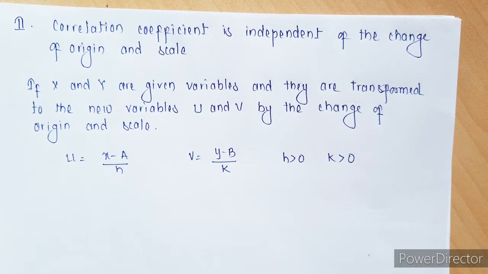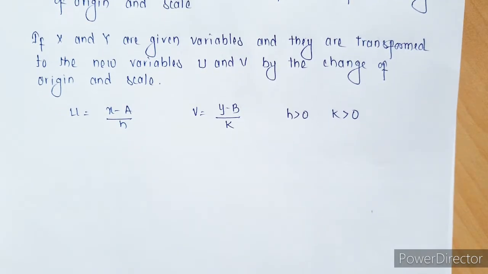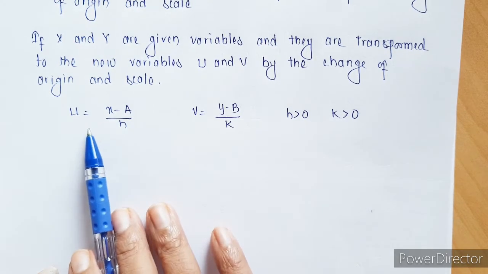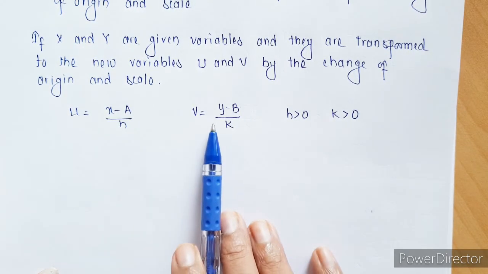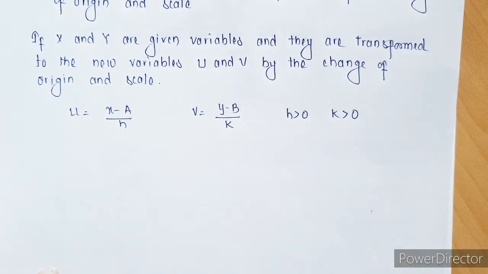So even though we change the origin as well as the scale of the variable, the correlation coefficient is not going to change. Let us assume that originally we had variables x and y, and now we are transforming them to new variables u and v by changing the scale as well as the origin. From origin 0, 0 I am changing to a, b and scaling by some constants h, k. The new variable u can be written as (x minus a) upon h, and v as (y minus b) upon k, wherein h and k are greater than 0.